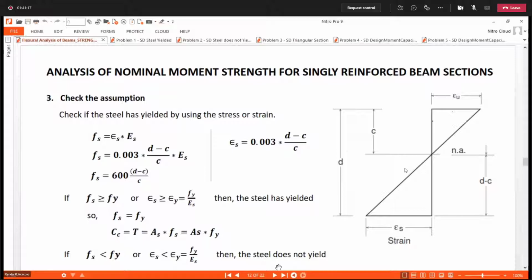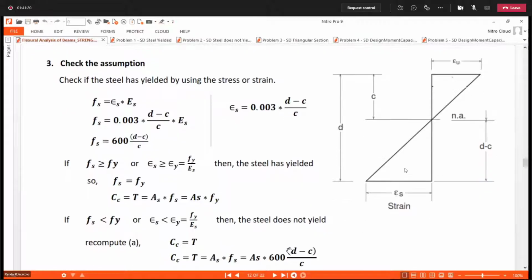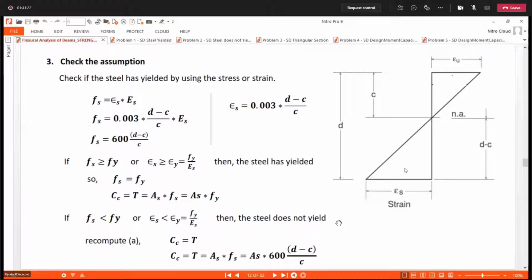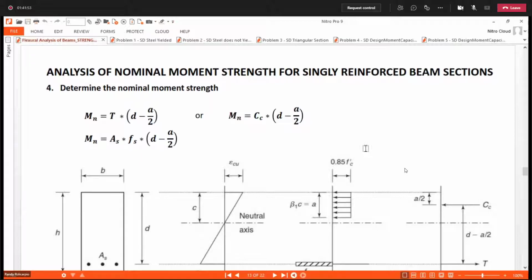So yun yung ating about this first condition. Now, if your steel does not yield, kagaya ng binabanggit ko sa inyo kanina, ibig sabihin yung Fs mo is less than Fy, or your epsilon S is less than epsilon Y. So therefore, T mo ngayon is equal to As Fs, or the value of Fs. So yun yung magiging computation natin.